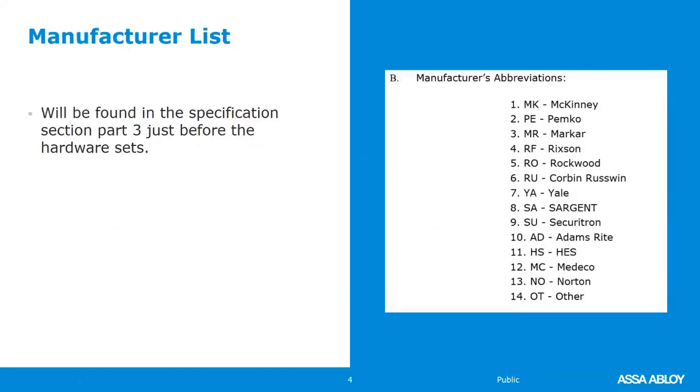Additionally, the manufacturer's abbreviations will be found at the part 3 of the specification right before the hardware sets. And these are the actual manufacturers being used in the hardware sets. Other manufacturers that are acceptable are listed in part 2 product of your specification.